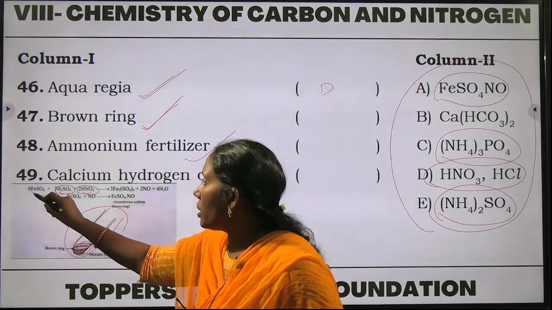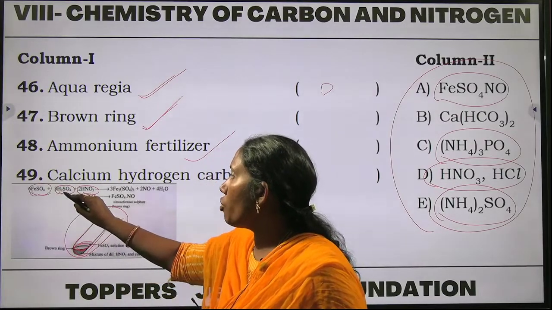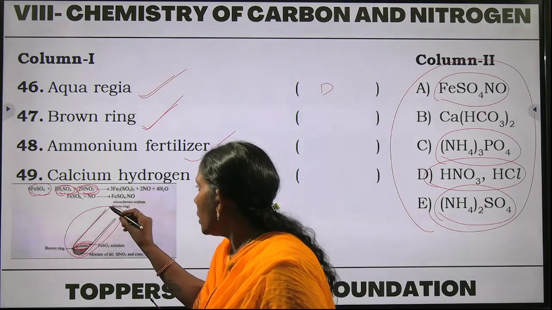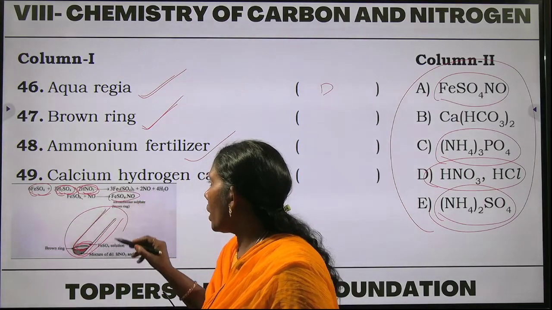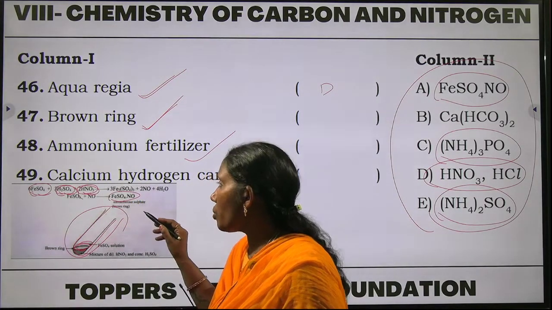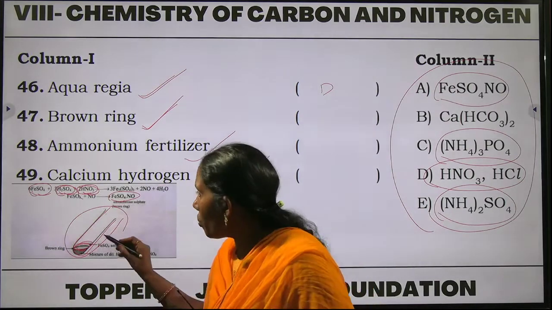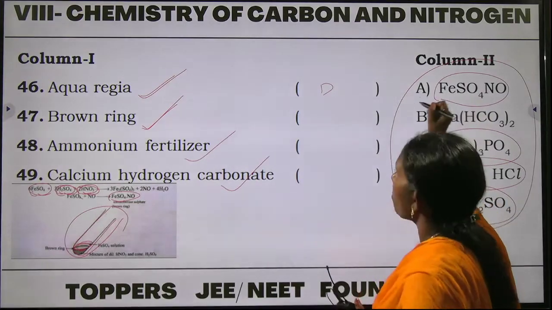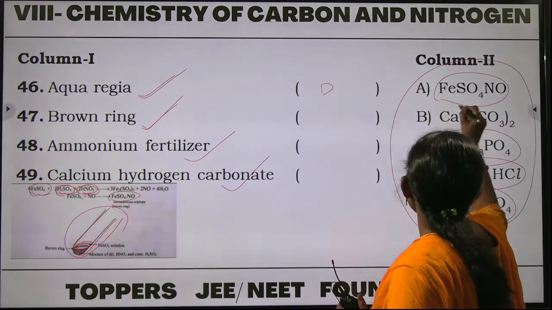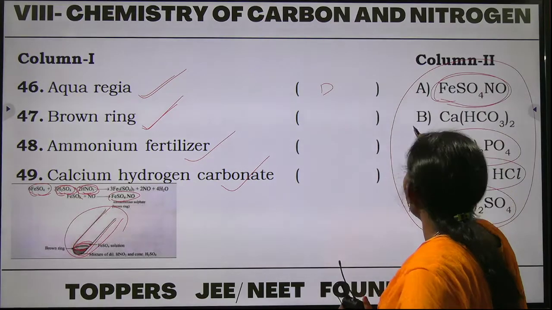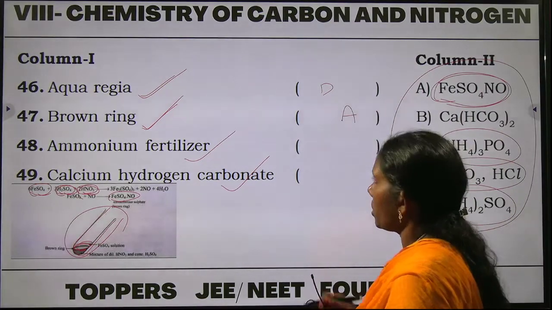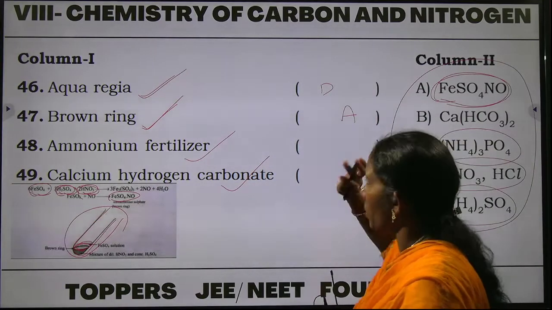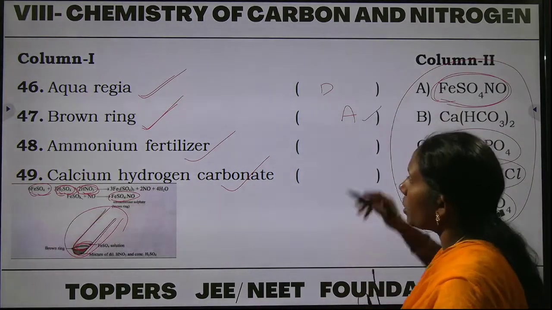See the reaction here. Freshly prepared FeSO4 is mixed with H2SO4 and HNO3. It forms FeSO4.NO. This is called nitrosoferrous sulfate. That brown ring formula is nitrosoferrous sulfate, means A option. For the brown ring, the formula is FeSO4.NO. Here a dot should be there. So A option. The remaining formulas will not match with the brown ring. Only A option is correct for the brown ring.